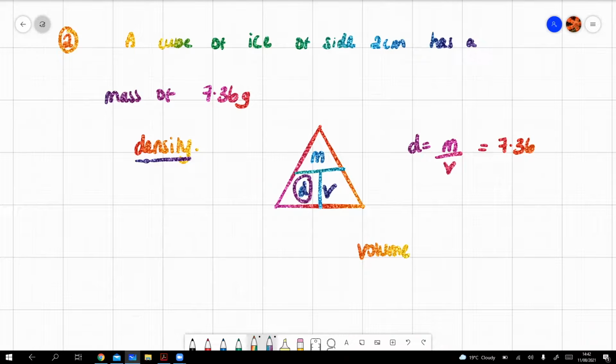It says a cube of ice of size 2 centimeters. Well, a cube is made out of square faces, isn't it? And a cube, all the sides are the same. So to work out the volume, it's length times width times height.